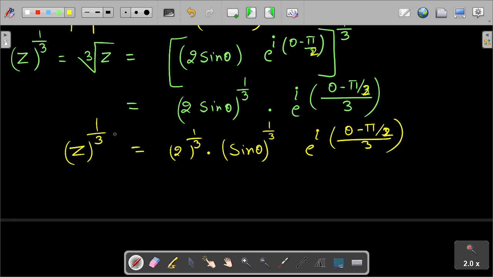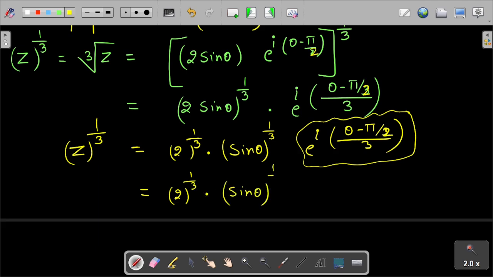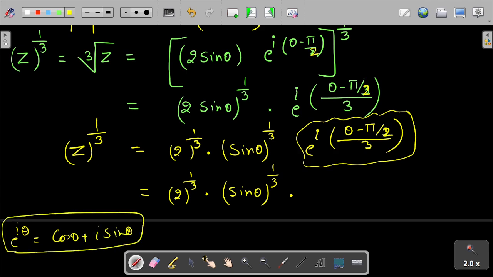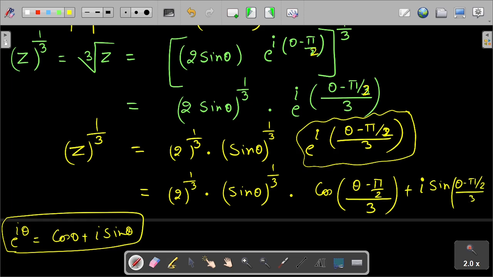But as we know that the cube root should have 3 roots, so how can we get the 3 roots? We can generalize this term. We can write this in generalized form: 2 raised to power 1 by 3 into sine theta raised to power 1 by 3 into e raised to power i theta. You know what e raised to power i theta is? e raised to power i theta is equal to cos theta plus i sine theta, right? First write this in this form. So this will be cos of theta minus pi by 2 upon 3 plus i sine of theta minus pi by 2 upon 3. This is our e raised to power i theta.